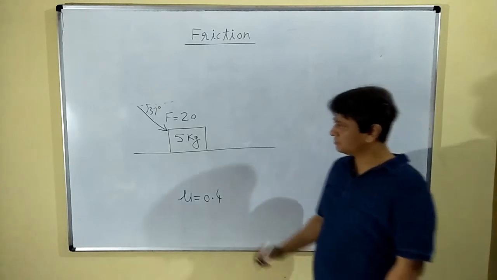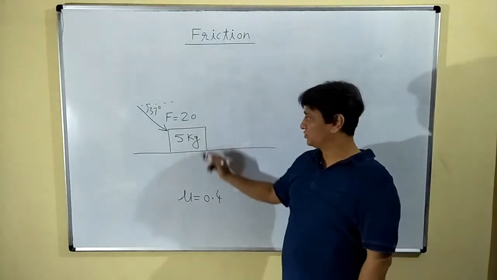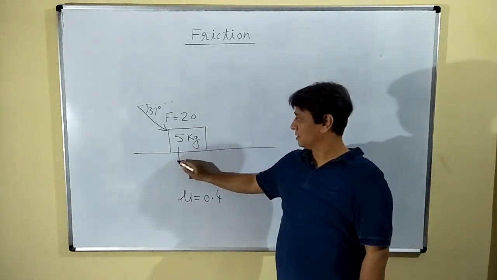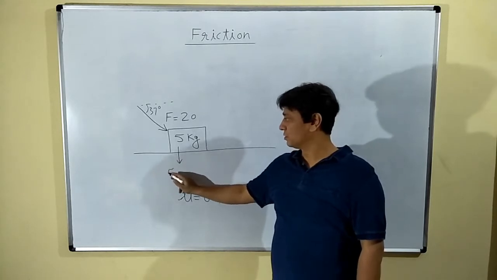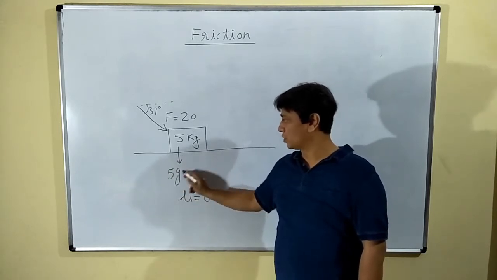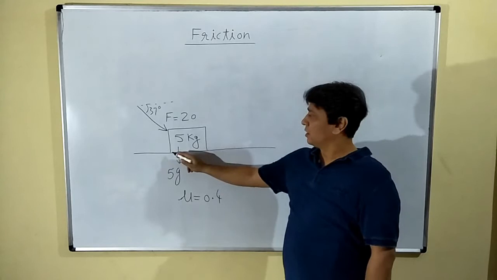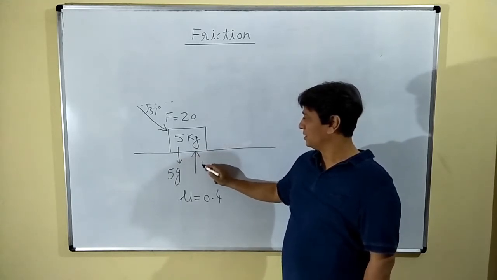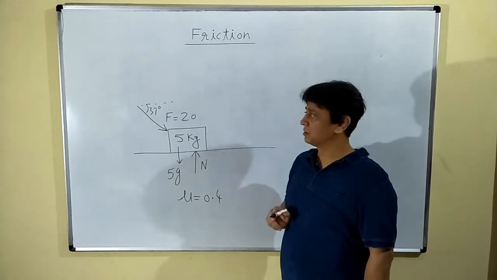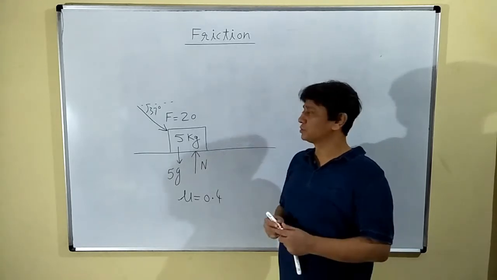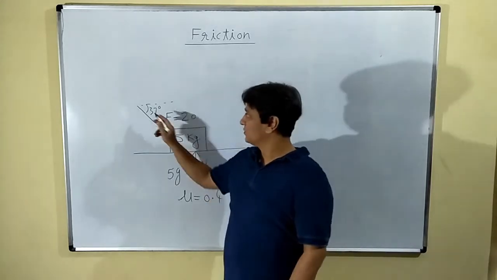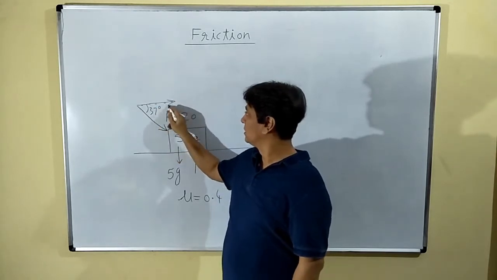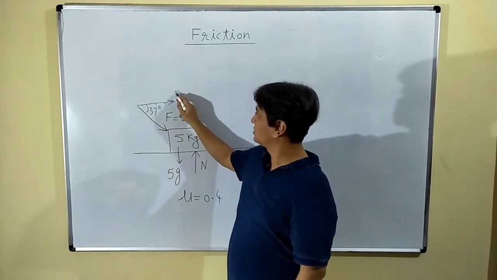Now, सबसे पहली चीज 5 kg डाउनवर्ड फोर्स. डाउनवर्ड फोर्स इज 5g. कॉन्टैक्ट सरफेस पर क्या लगेगी? नॉर्मल रिएक्शन. And then you need to resolve this F. This component is F cos 37.